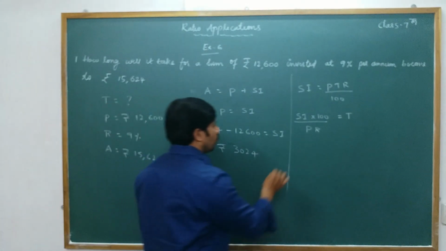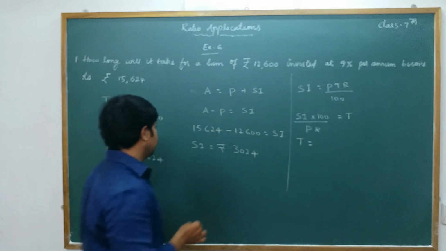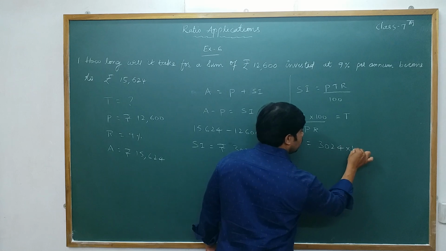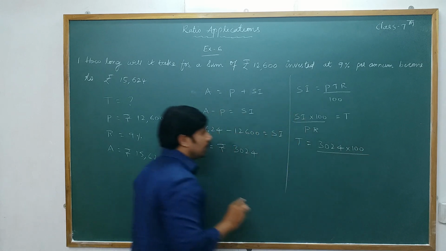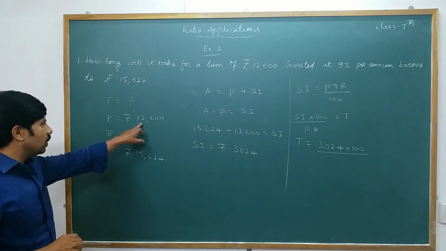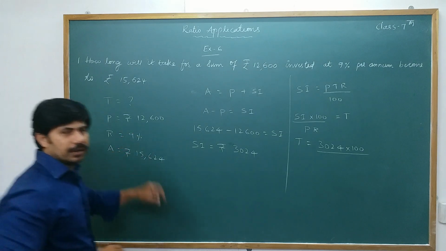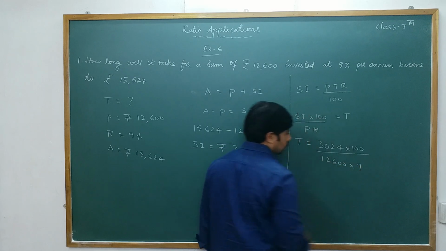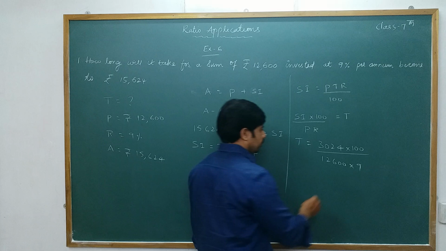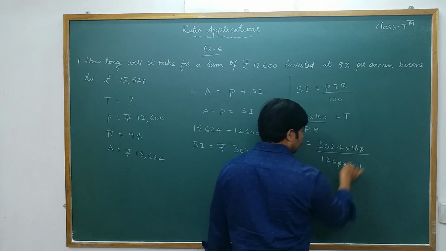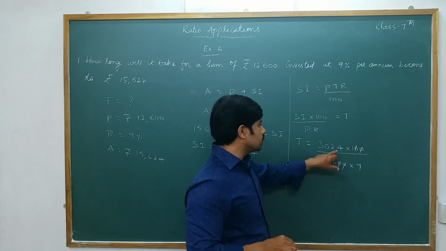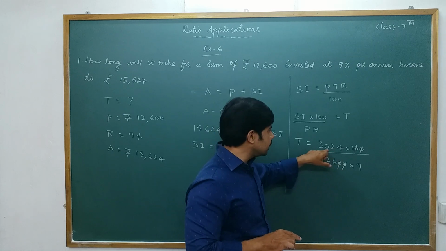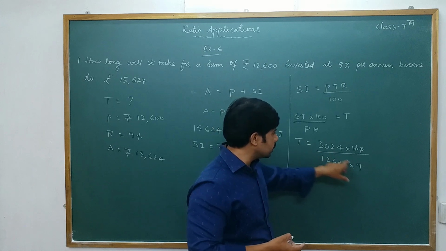Now T is equal to, what is SI? SI is 3024. Substitute 3024 into 100 divided by P into R. So what is P? 12,600 into 9. Okay. So we'll calculate this. See, the zeros we can eliminate. So once again, we add 4 plus 2, 6. 6 plus 3, 9. So the sum of the digits is 9. It is divisible by 9. So we can eliminate this in the 9 table, right?